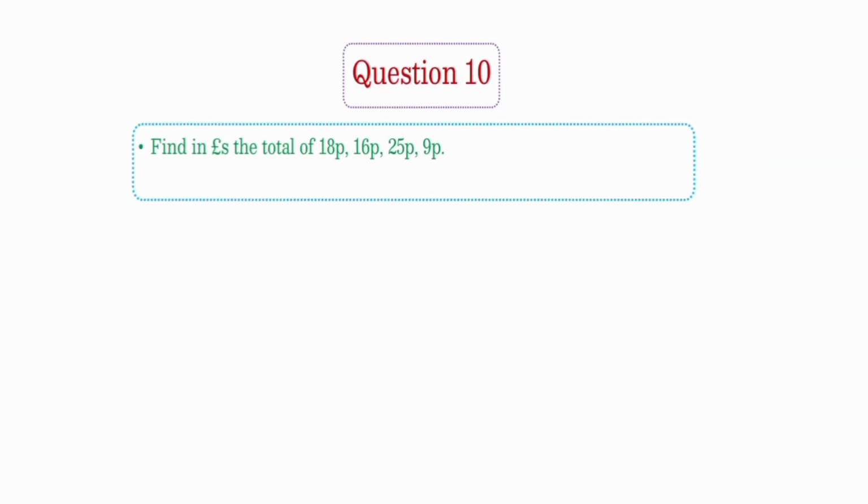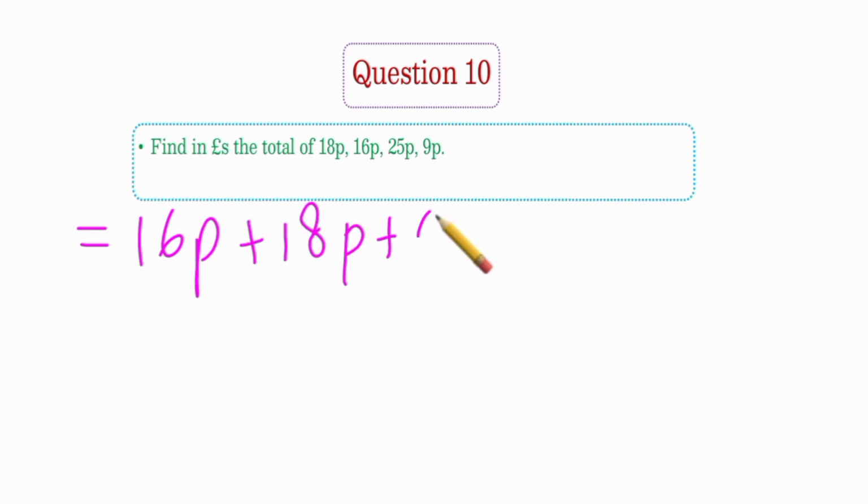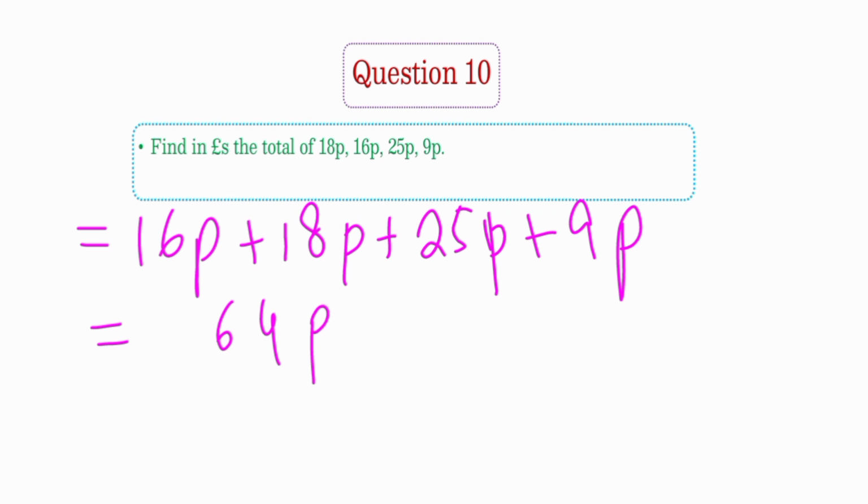Anyway, second question, question number 10. Find in pounds the total of 18 pence, 16 pence, 25 pence and 9 pence. First, you will simply take the sum of all these numbers. 16 add 18 add 25 add 9 pence. If you take the sum, that would be 64 pence. Now to convert pence to pounds, we divide it by 100. So 64 divided by 100.